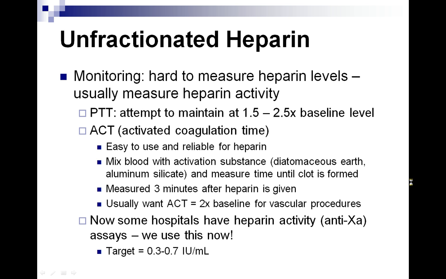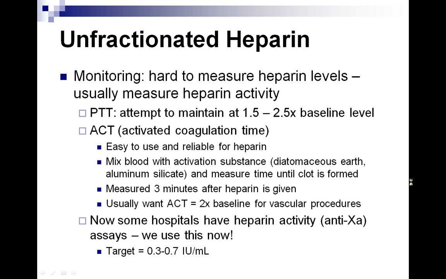Now, how do we measure whether the heparin has achieved its effect? Well, it's hard to measure heparin levels, and so usually we measure heparin activity. Classically, that was done with a PTT, and you would try to keep the PTT at about 1.5 to 2.5 times the patient's baseline level.